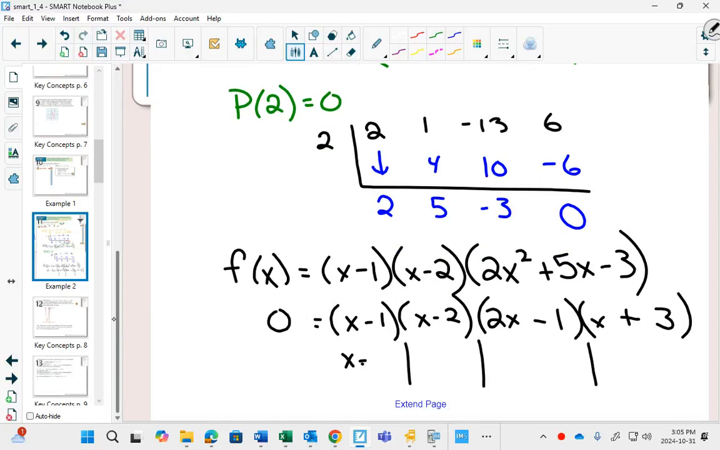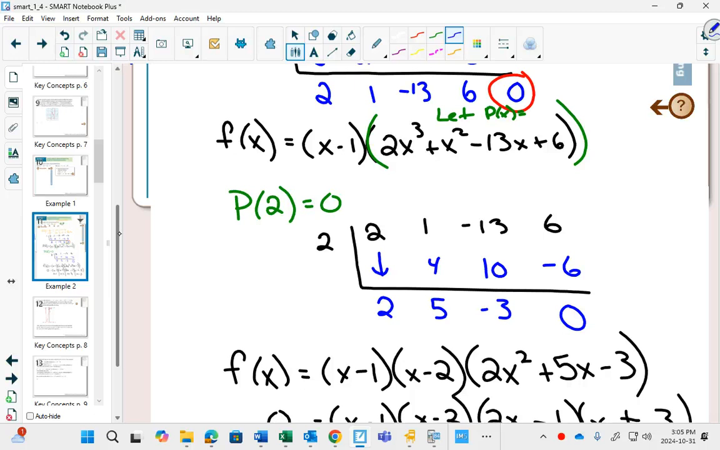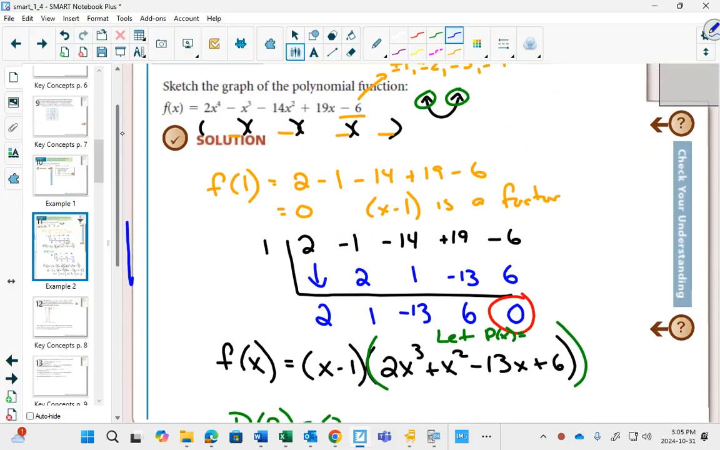This works out beautifully. And if you set this equal to 0, you have 4 x-intercepts. X equals 1, x equals 2, x equals 1/2, and x equals -3. Did I get excited about factoring really early, or did I? Oh, I did.